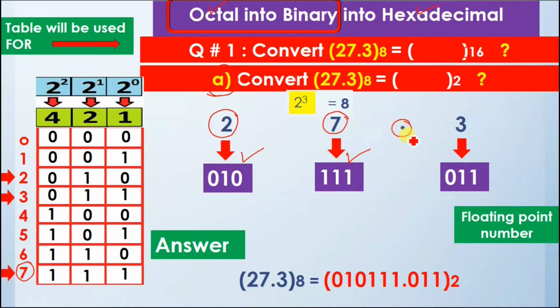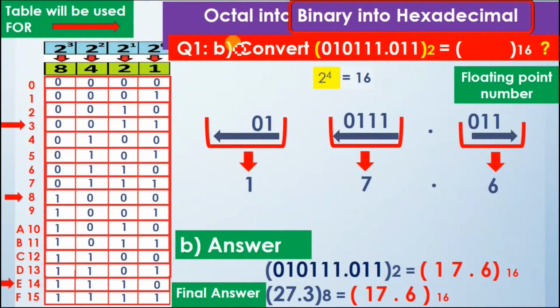Next we have the floating point and then we have the digit 3. So where is 3 in the table? Here is 3. And 3 is equal to 0, 1, 1 in binary. So we write 3 as 0, 1, 1. So now we have calculated, we will combine these values to make the final answer. So now we can say that the number 27.3 in octal is equal to 010111.011 in binary. And in the next slide, we will convert it into hexadecimal.